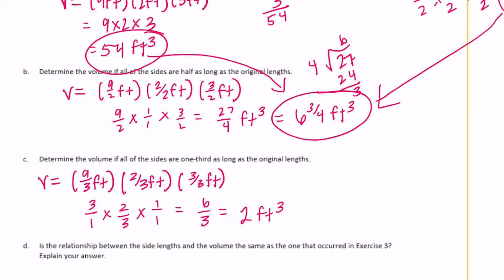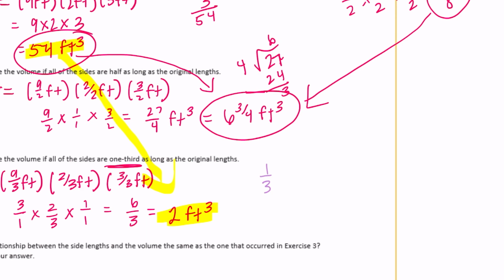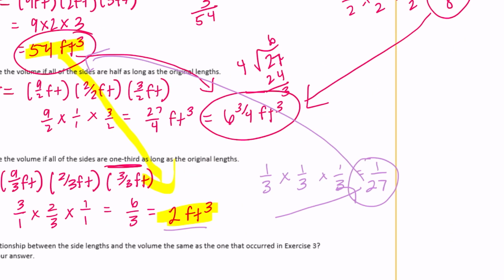So now when we took 1/3 of all of them, we went from 54 all the way down. Now we're at 2. So it got even smaller. What happened was we took 1/3 of a length times 1/3 of a length times 1/3 of a length, and we got 1/27. So 2 is 1/27 of 54 because we had to take 1/3 of all the sides.